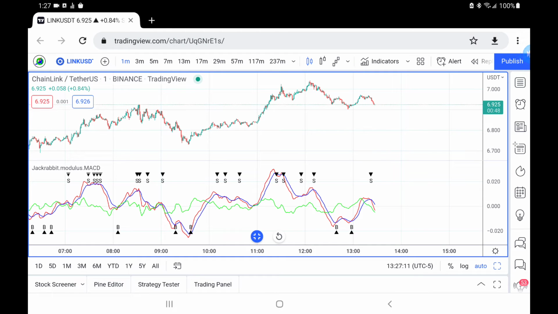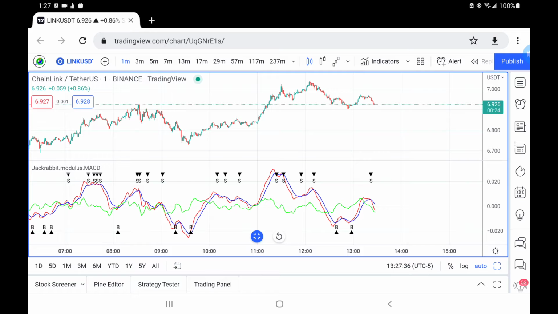Hello. In today's video, I'm going to talk about a recent update to the MACD module. Now I have it on the chart here on a particular coin that I'm going to look at. So let's get right into it and actually describe what is going on.